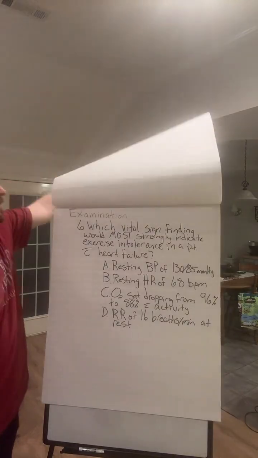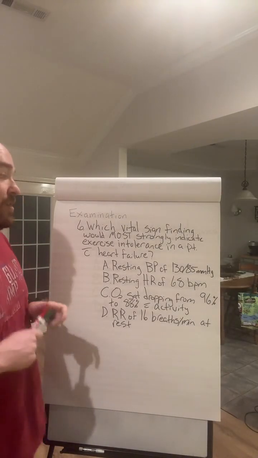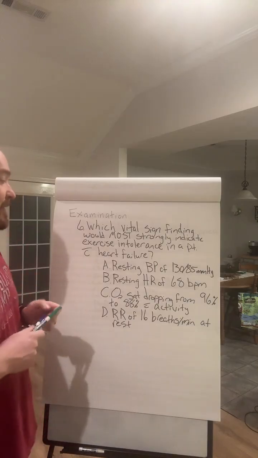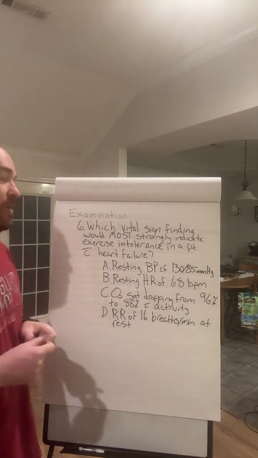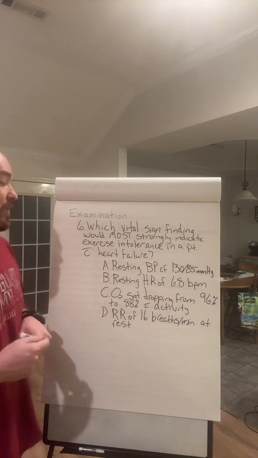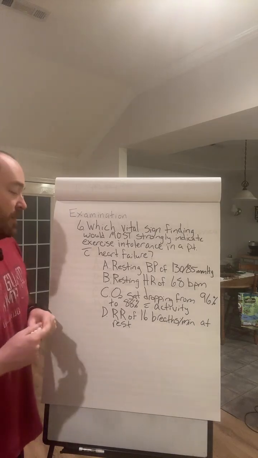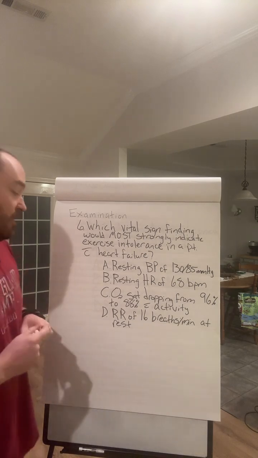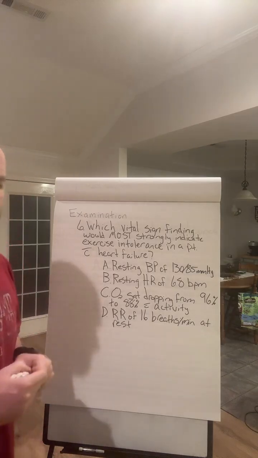Okay. So the cardiopulmonary examination question. Which vital sign finding would most strongly indicate exercise intolerance in a patient with heart failure? A, resting blood pressure of 130/85 millimeters of mercury. B, resting heart rate of 68 beats per minute. C, O2 sats dropping from 96 to 88 with activity. Or D, respiration rate of 16 breaths per minute at rest.